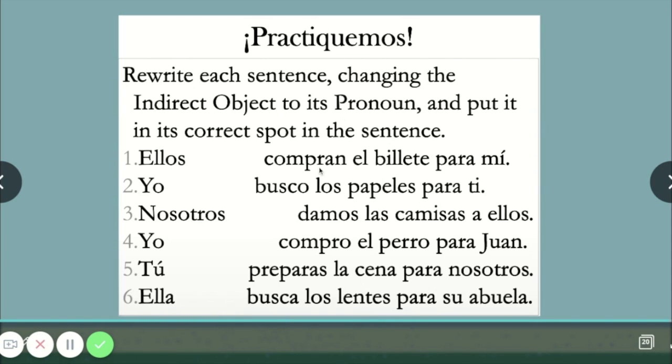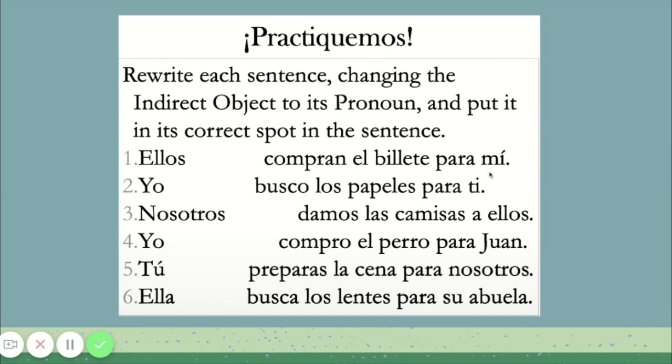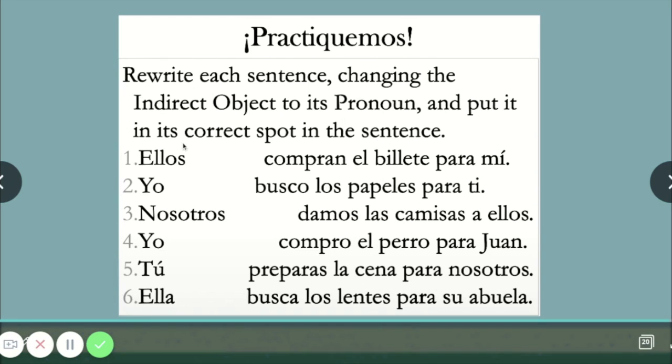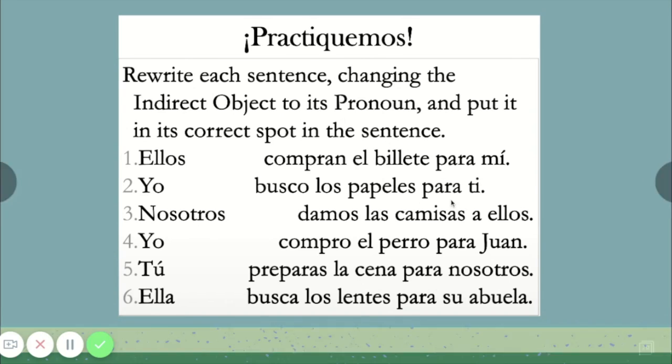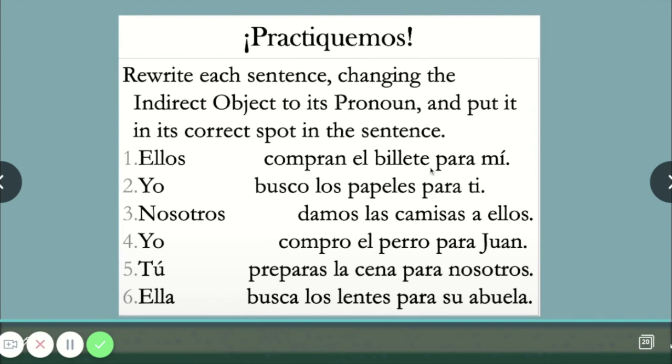Ellos me compran el billete. So they buy me the ticket. Again, we're not looking at our subjects. We're not looking at the person who's doing the verb. We're looking at the indirect object. We're looking at who is receiving the direct object. So if our direct object is the tickets, okay, buy the tickets for me. I am the indirect object pronoun. So we could say, ellos compran el billete para mí, or we could just say, ellos me compran el billete.